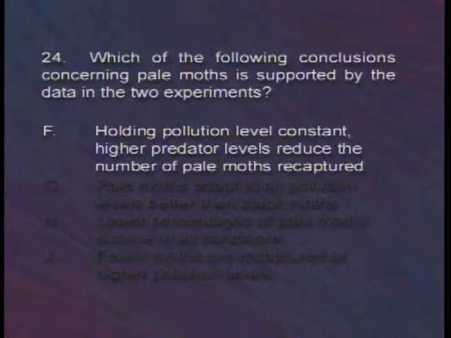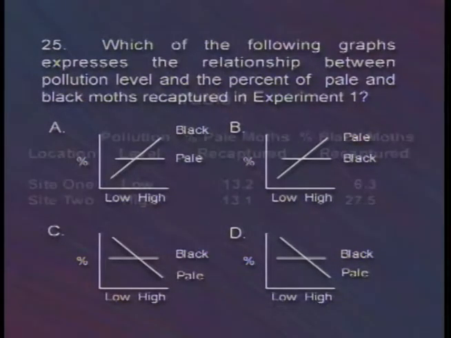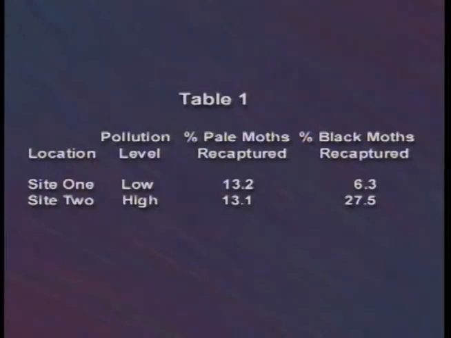Question 25. Which of the following graphs expresses the relationship between pollution level and the percent of pale and black moths recaptured in Experiment 1? We need to choose the graph that most accurately displays the information in Experiment 1. From Experiment 1, the percent of pale moths recaptured is about the same for both pollution levels.